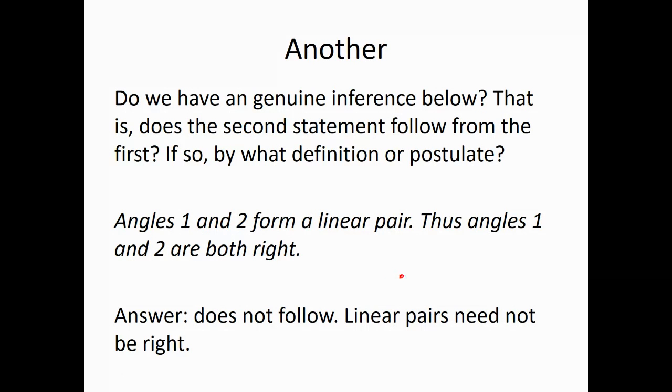So you remember how we get a linear pair, right? We have a pair of adjacent angles whose non-common sides form a line. So there are the non-common sides. And I have now created two adjacent angles whose non-common sides form that line. And it's entirely possible that you have something like 120 and 60 degrees, right? If that 120 degree and 60 degree angle are arranged in this way, they are a linear pair, but they're not right angles, right? So it's entirely possible for the first statement to be true, but the second statement false. So the second doesn't follow from the first. And so, no, we do not have a genuine inference.